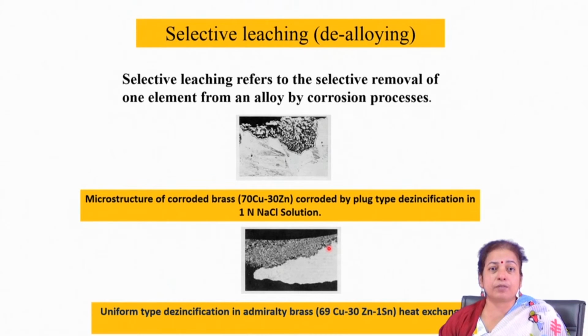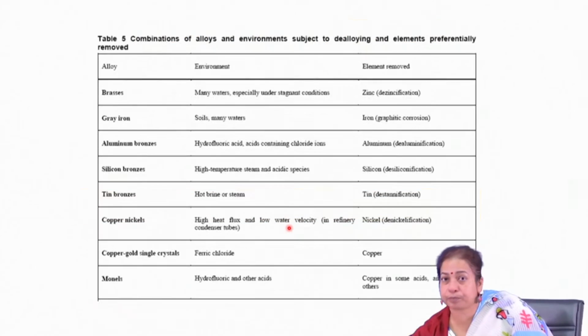This is again observed in Admiralty brass, which has been subjected to a water environment where the pH was a little higher. So, different types of selective bleaching behavior are observed in different alloys. Depending on the appearance of the leached surface, there are different names which may be applied.